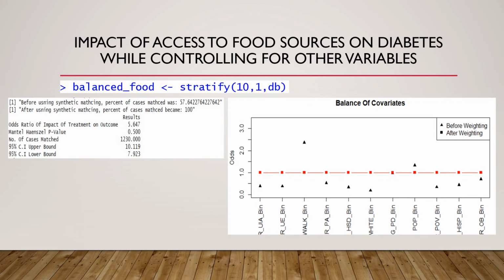We again use the same stratify function to find the impact of access to food sources on diabetes. Just a small change, that we would change the number 2 to 10 because 10 is the index of the column which has access to food sources data. We again get the results in the same format as we got in the previous slide.